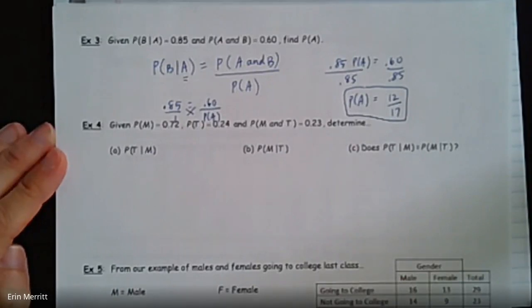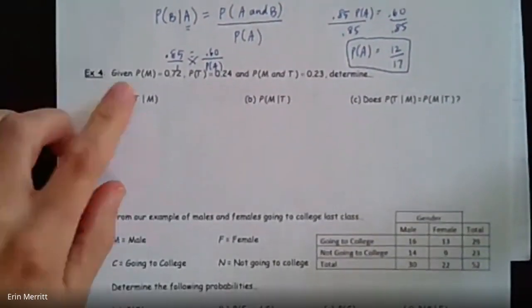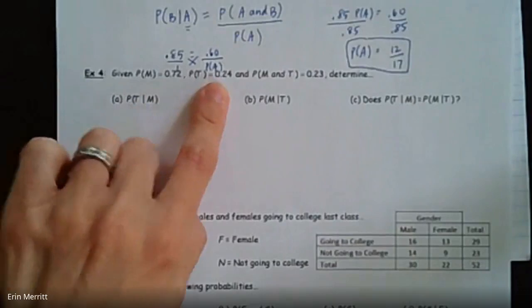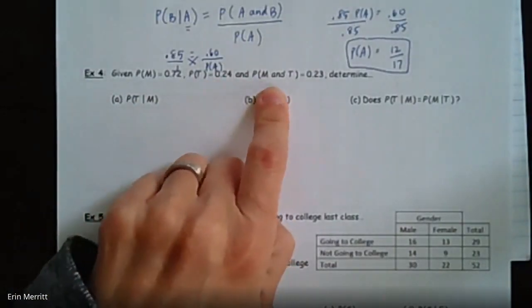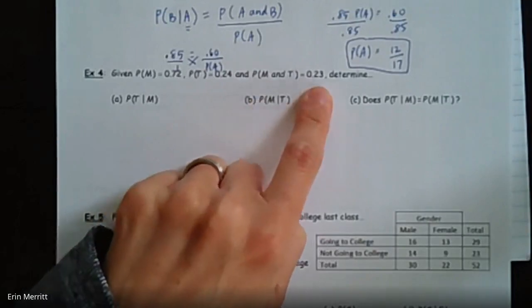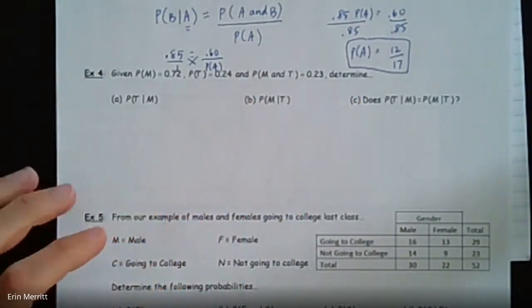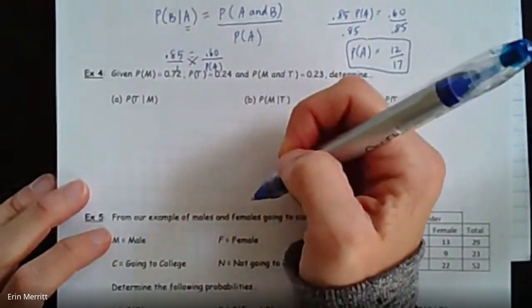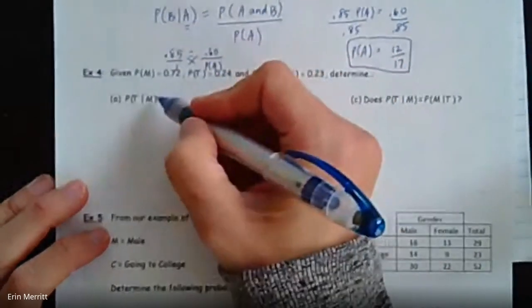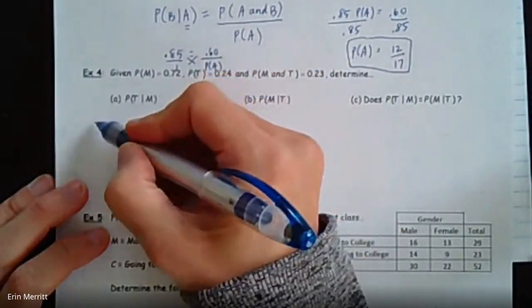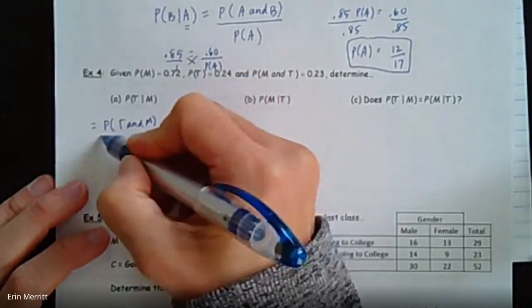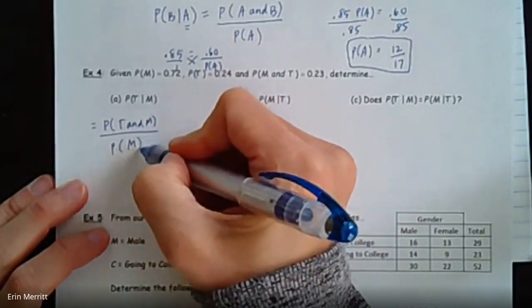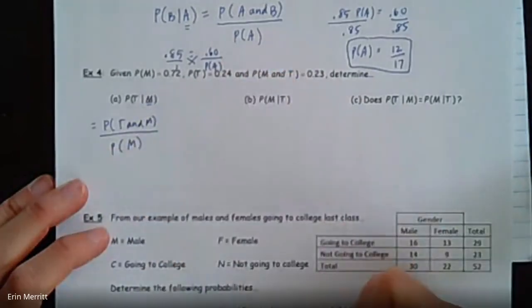All right. Let's take a look at this next one. Given the probability of M is 0.72, probability of T, and we don't know what these are, they're just kind of generic, and then the probability of both of them, M and T, determine each of the following. So this is just practice with the rule. You're going to have it down by the end of this. When it's T given M, that's equal to probability of T and M in the numerator divided by the probability of M. The second one is what goes in the denominator.